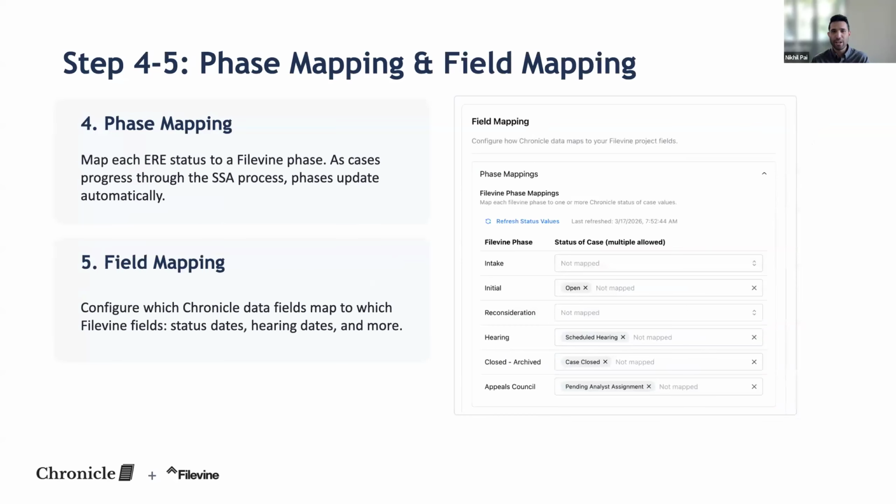Next slide. And then you can configure a phase mapping or a field mapping. So what phase, based on what ERE status of case, how do those map? How does it move automatically based on the ERE status of case changing? And then the field mapping is what data do you put into what field in Filevine? Just as a quick tip on this side, start small, just do a couple phases or a couple fields just to see if it works well. And then you can always increase from there.